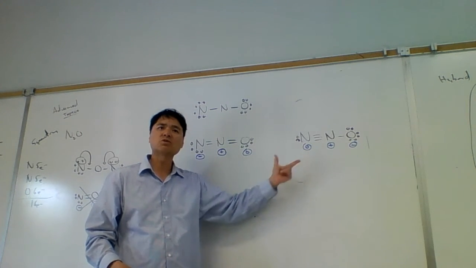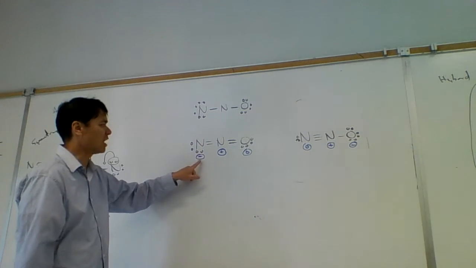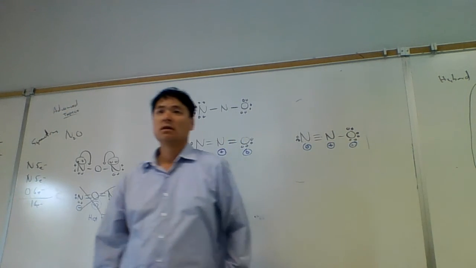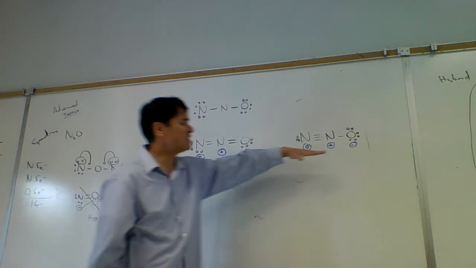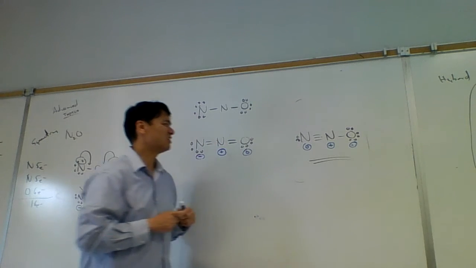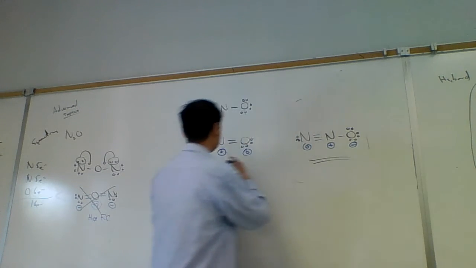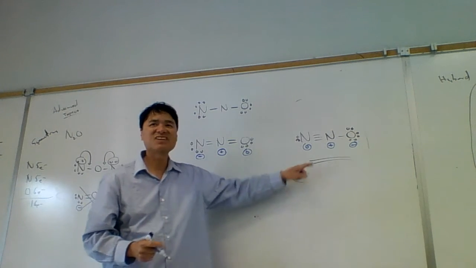Out of these two structures, which one's better? If I step back from this, the way I look at these two structures is, what's better, to have the negative on nitrogen or to have the negative on oxygen? Which one's more electronegative, oxygen or nitrogen? Oxygen's more electronegative. And so we would say that this is the best structure, because oxygen, being the more electronegative one, should be the negatively charged one versus nitrogen here. Does that make sense?